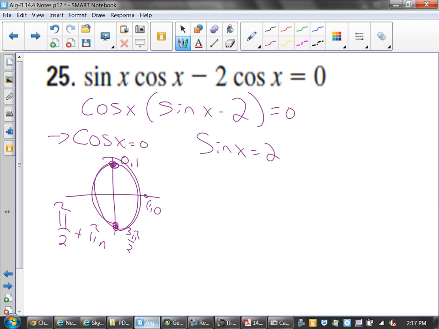Now, sine equal to 2. Is anything going to give you something equal to 2? No. There's no solution on that one. So your answer would be pi over 2 plus pi n. Okay. What else in that first grouping?